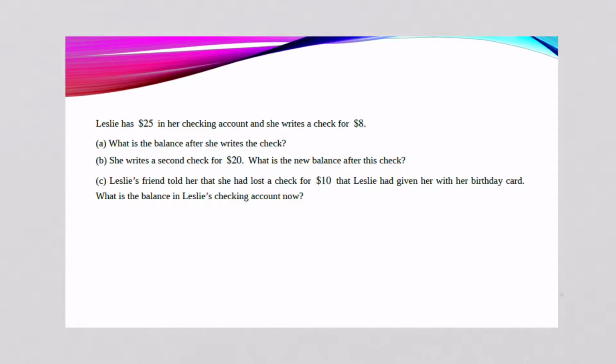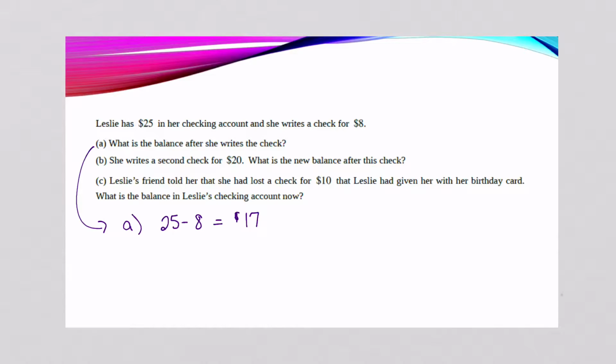Okay, Leslie has $25 in her checking account. She writes a check for $8. What is the balance? So part A is what I'm doing first. What is the balance after she writes the check? So that's 25 minus 8, which is $17. So the answer to part A is $17.